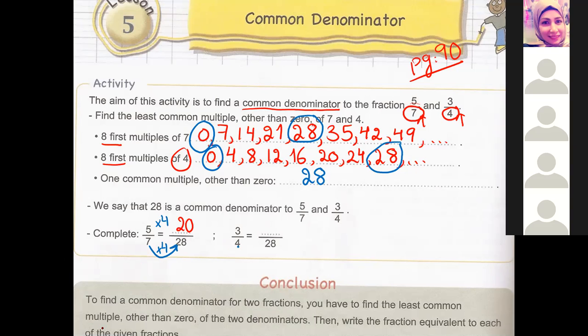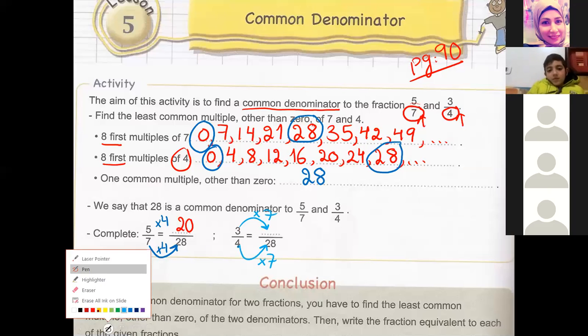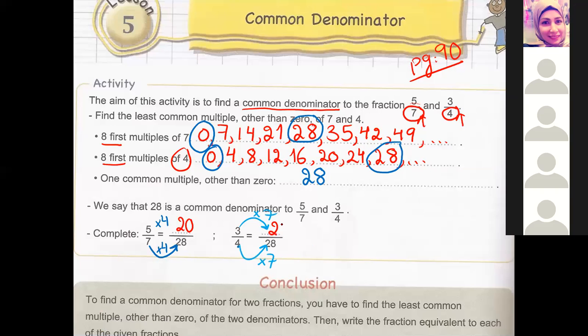The second one. 4 times which number equals 28? 7. So multiply up by 7. 3 times 7 is 21. Excellent. So it's 21.